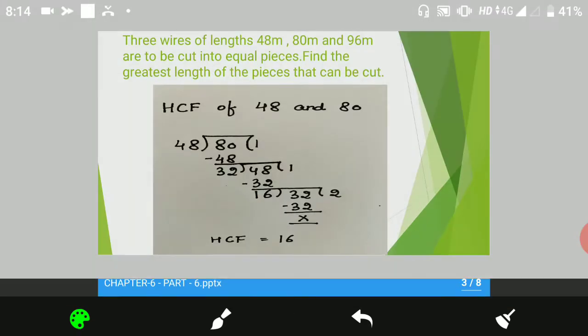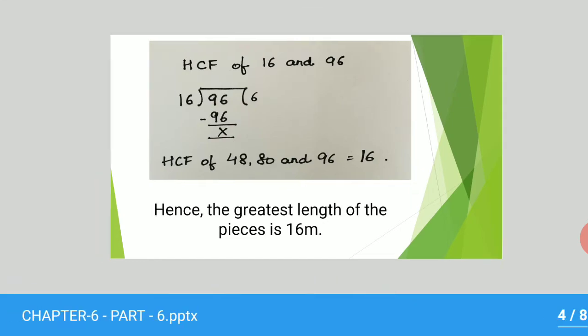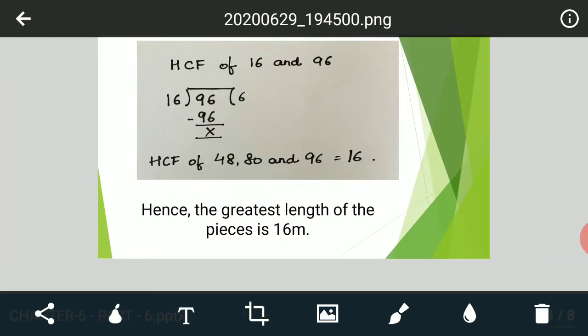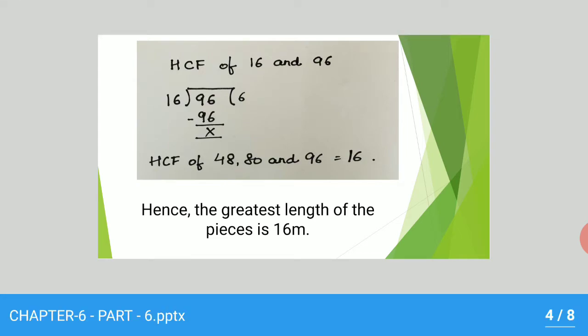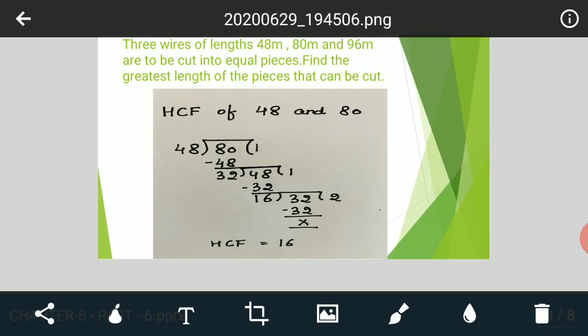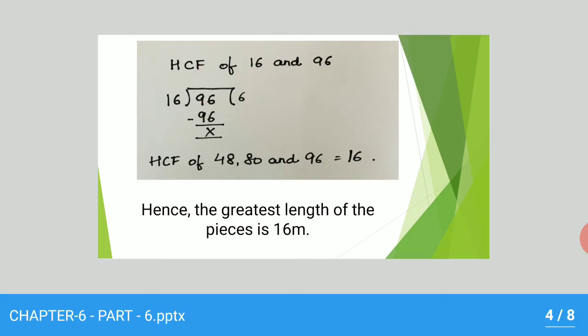Clear? Now we will find the HCF of 16 and 96 in the next step. When I divide it, I get 16 sixes are 96, and subtracting it, I get 0. It means that the HCF of 16 and 96 is 16. In both cases, the HCF is coming 16. So the HCF of 48, 80 and 96 is 16. Hence the greatest length of the piece will be 16 meters.